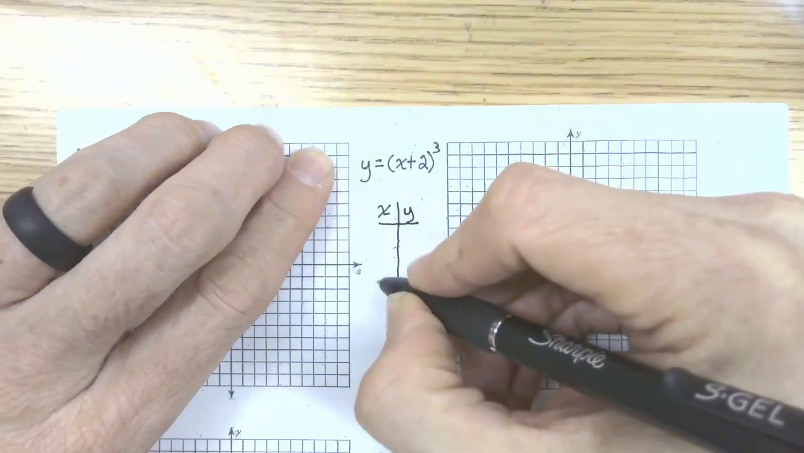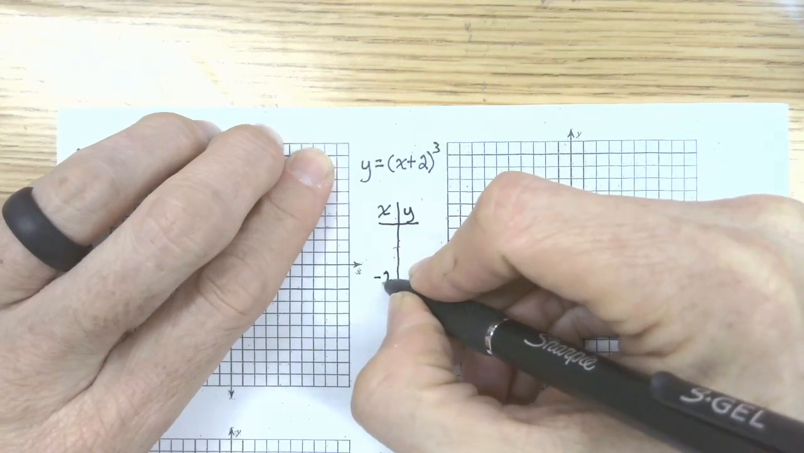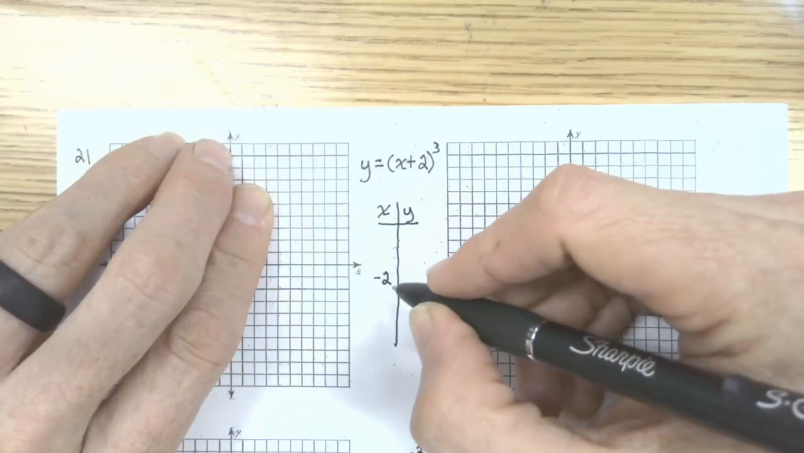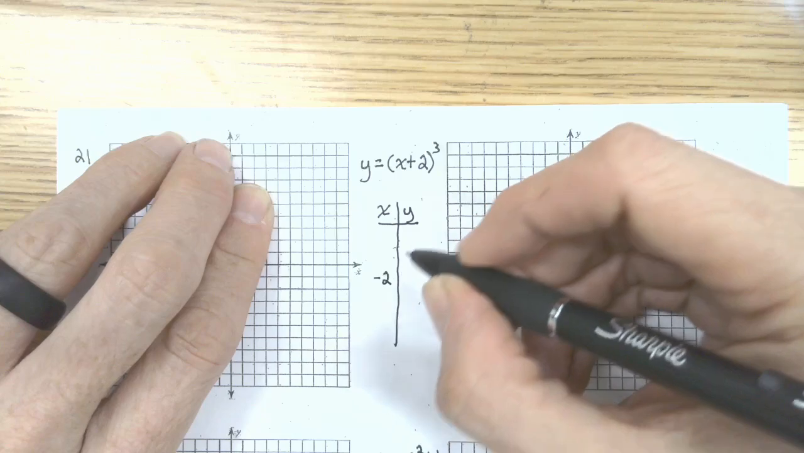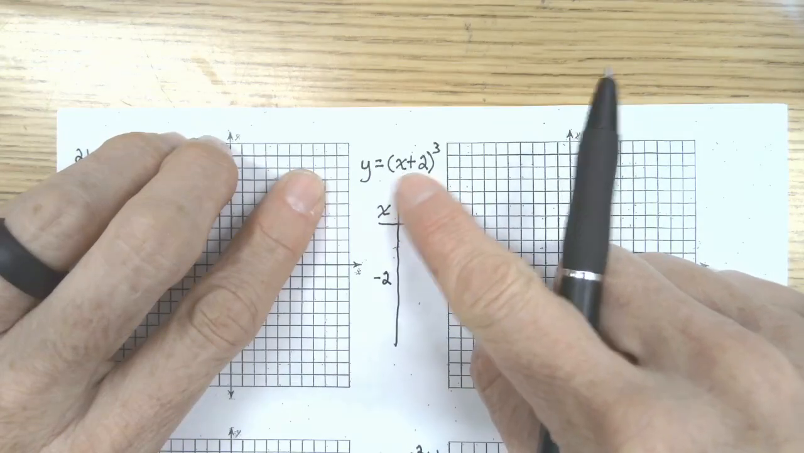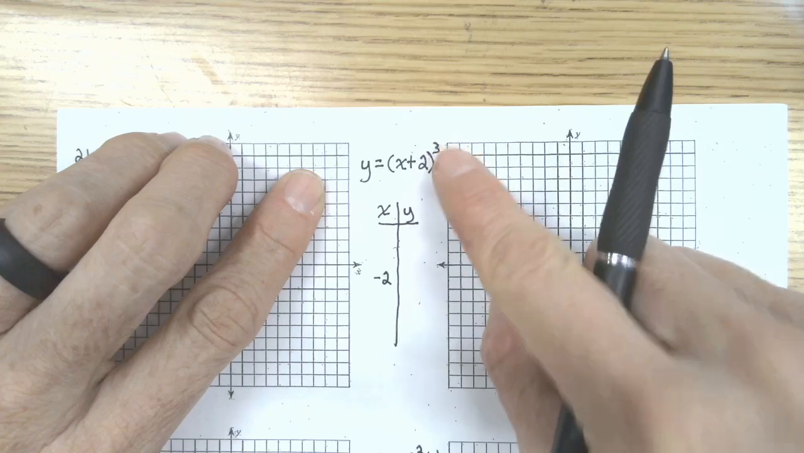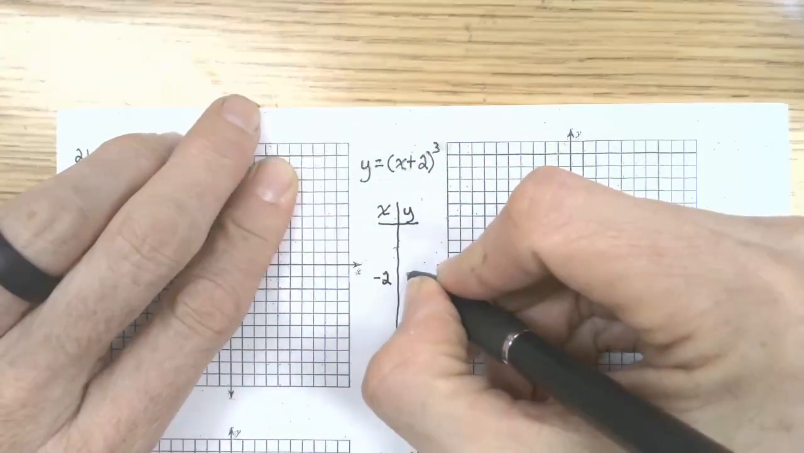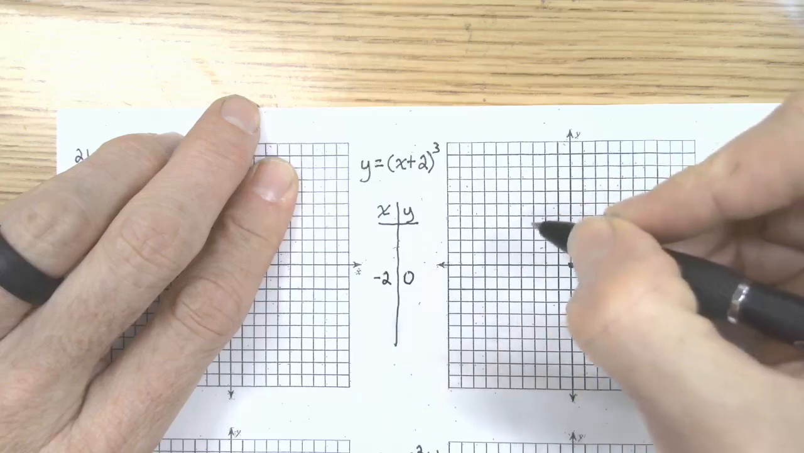And I'm going to draw it down here. I'm going to put my negative 2 down here because I can go in either direction, which I will want to do. I want to put that inflection point in the middle. And when you put in negative 2, negative 2 plus 2 is 0. 0 to the third power is still 0. So that point is going to be negative 2, 0.